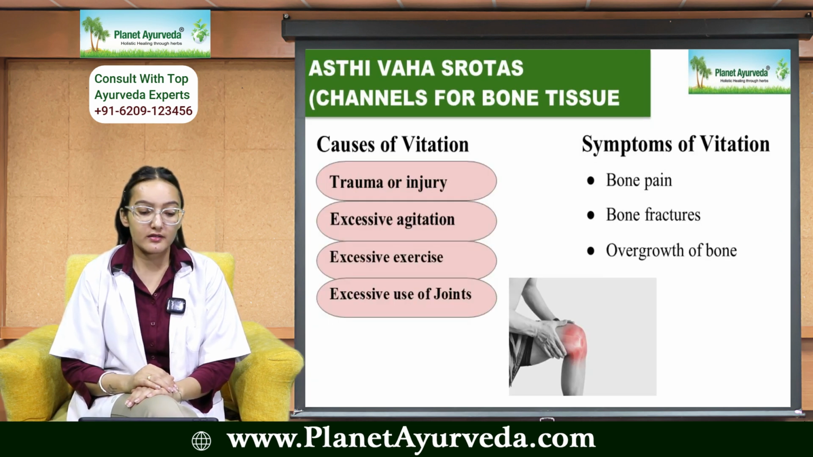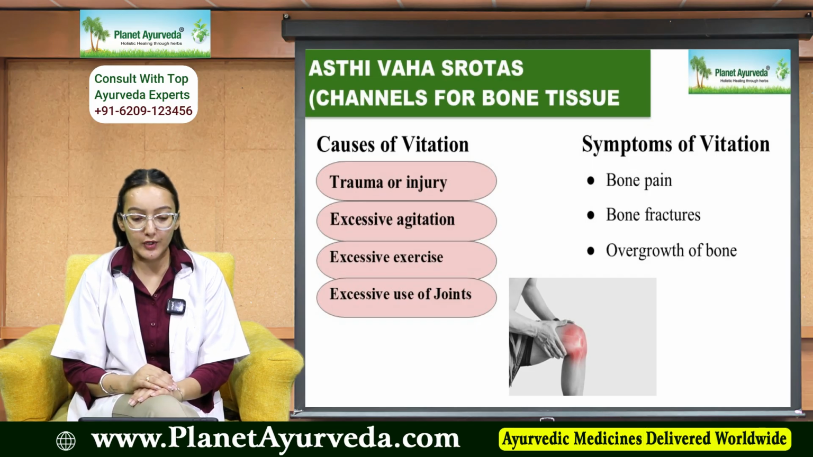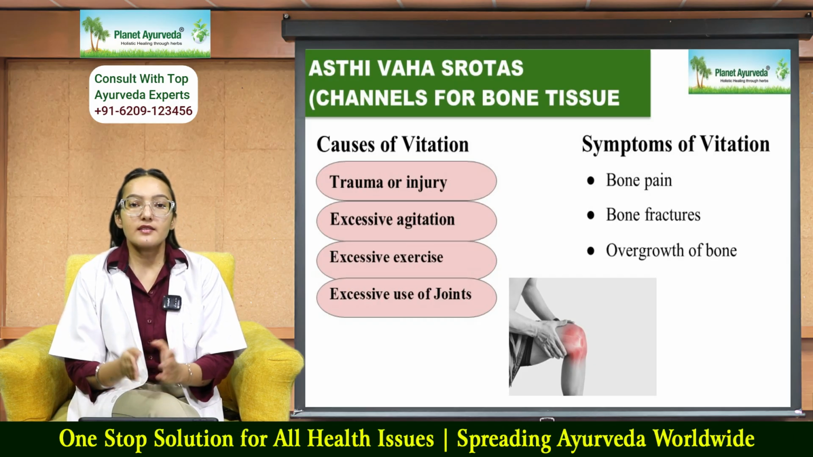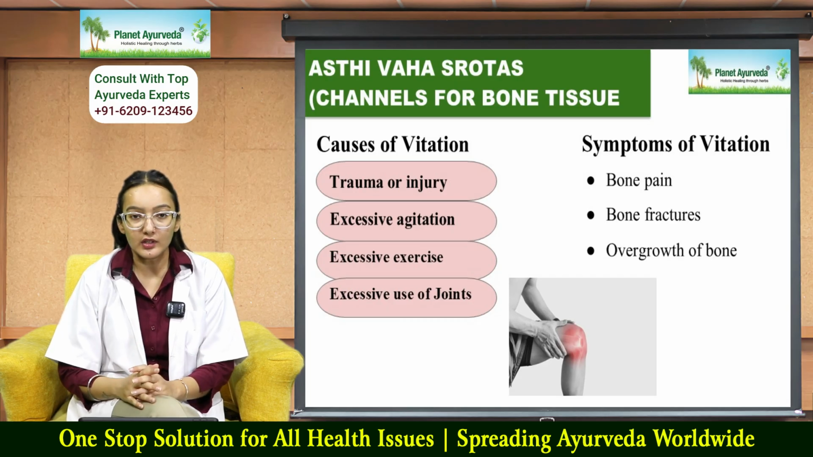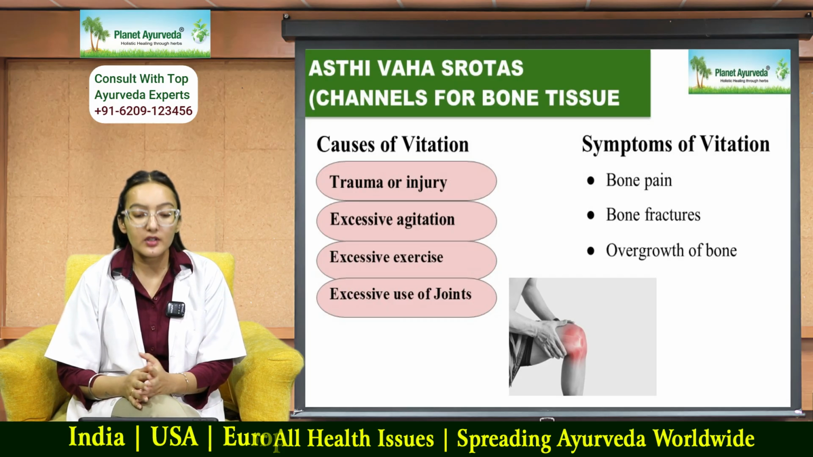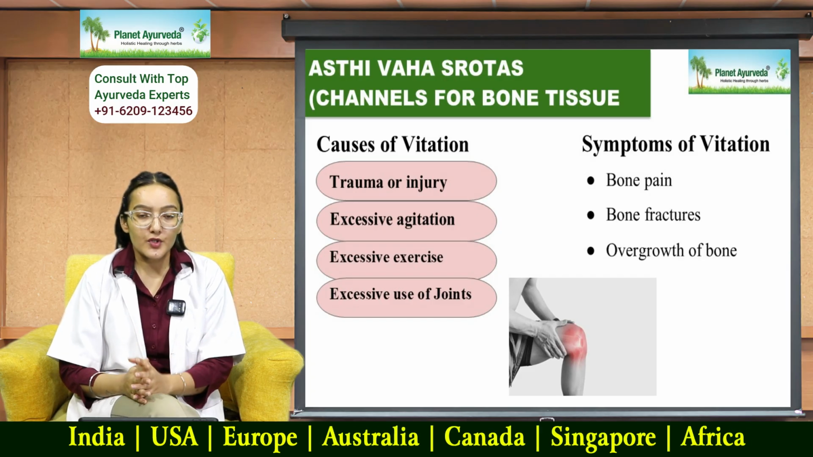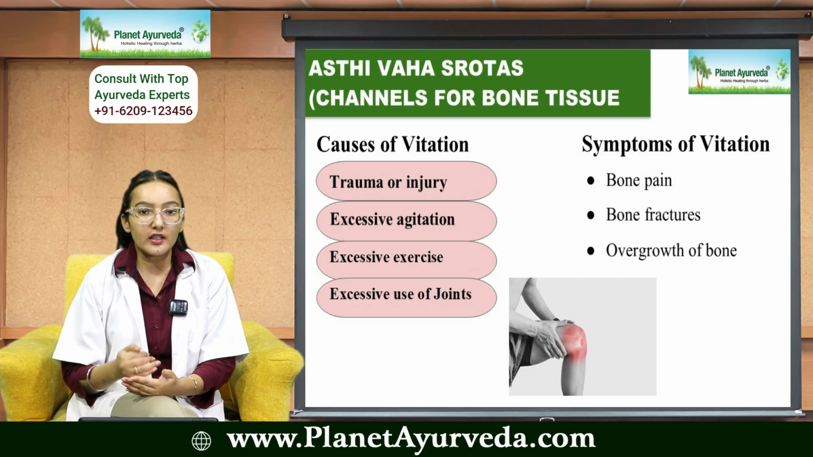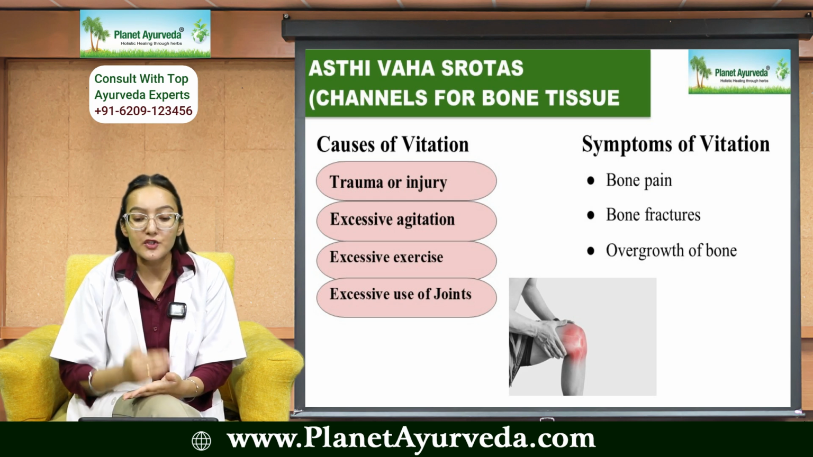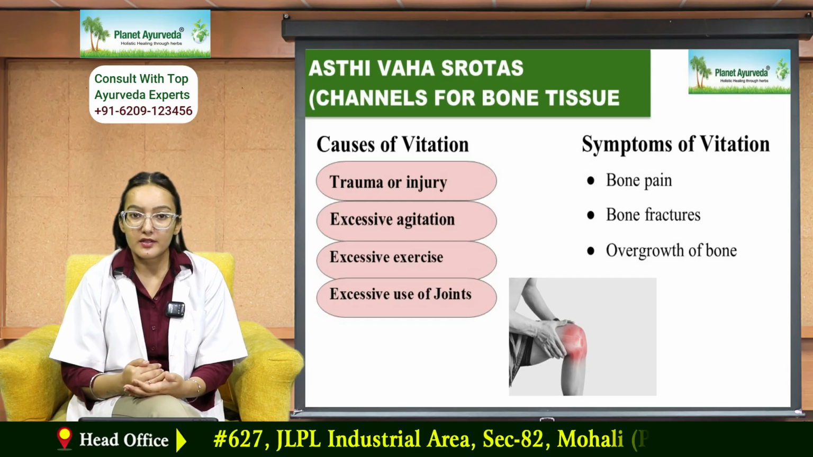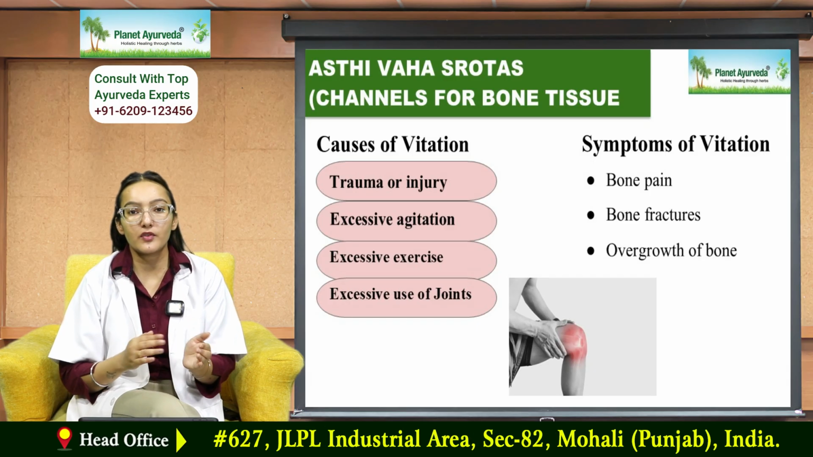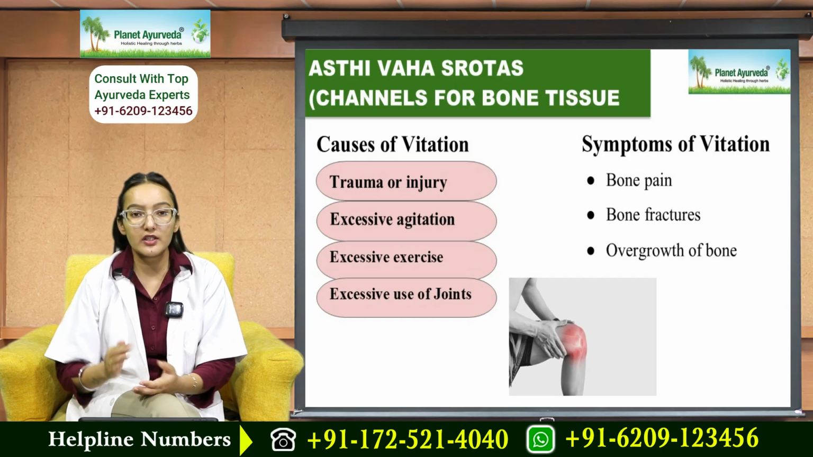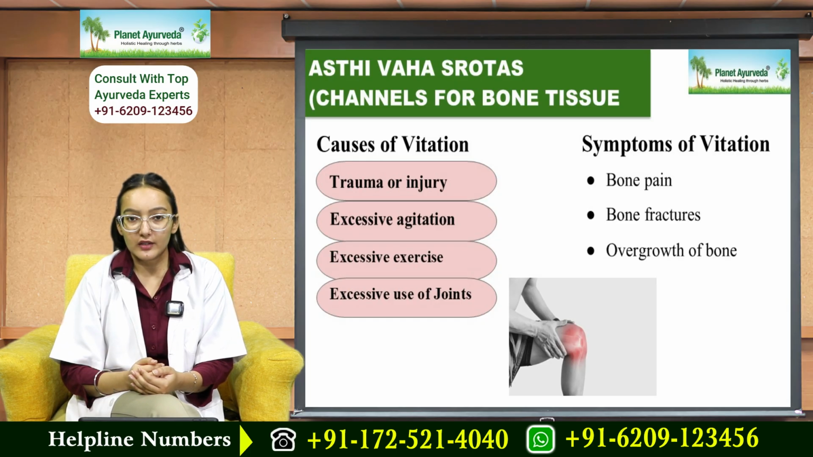So now next let's discuss Asthivaha Srotasa or the channels for bone tissue. We will have a look at causes of vitiation and symptoms of vitiation of Asthivaha Srotasa. Just like the Rakta and Pitta relation, there is a relation of Vata dosha with Asthivaha Srotasa. Vata dosha basically has its site in Asthivaha Srotasa. So whenever there is an increase in Vata dosha, there will be depletion of Asthi, the bones or the joints. It is totally opposite to that of Rakta and Pitta. Whenever there is vitiation of Pitta dosha, there will be vitiation of Rakta dhatu. But here, whenever there is an increase in Vata dosha, the Asthi dhatu will deplete.